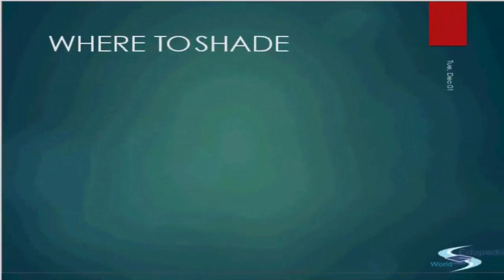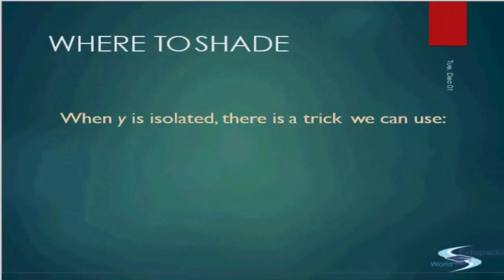Now moving on, where to shade? When y is isolated, there's a trick that we can use. This trick is basically what I've already been talking to you about. Just use your intuition. But of course, the best way is to take a point, plot it, and substitute it in the equation so that you can get the correct answer.